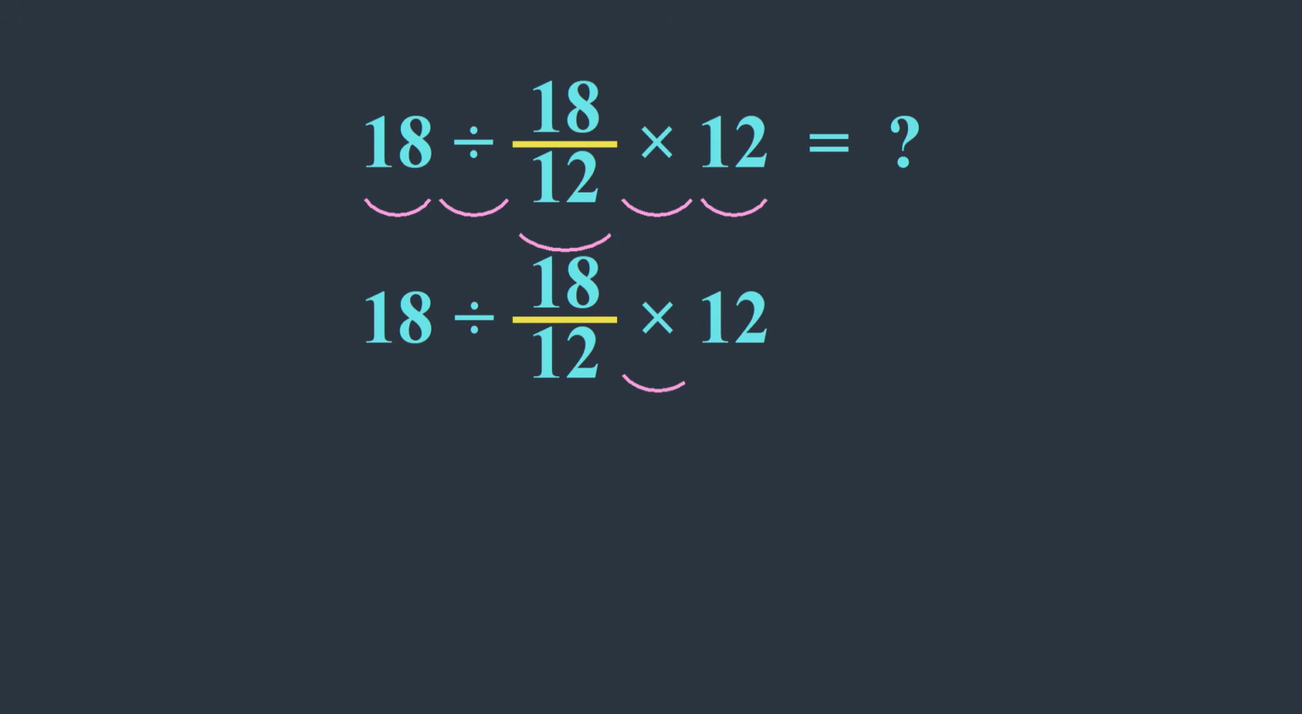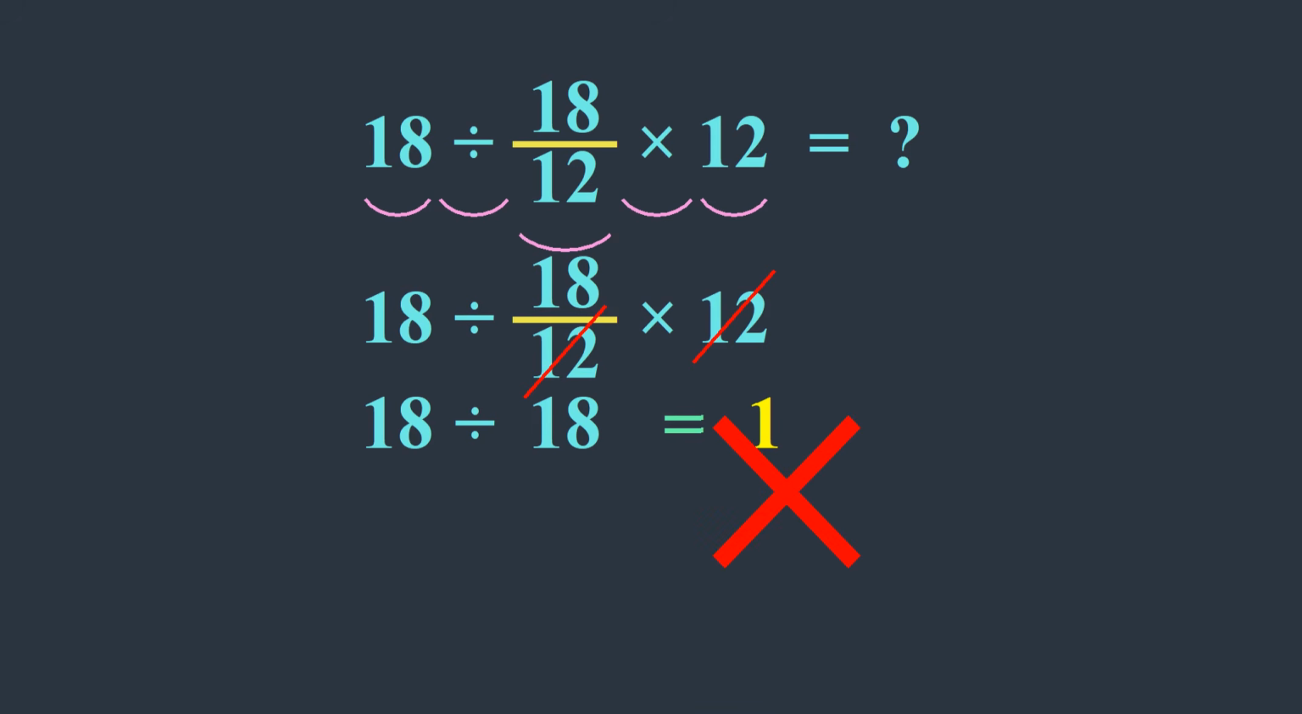First we do this multiplication, 18 over 12 times 12. We can easily cancel this 12 and this 12. So here we have this 18 only, and 18 divided by 18 equals 1.